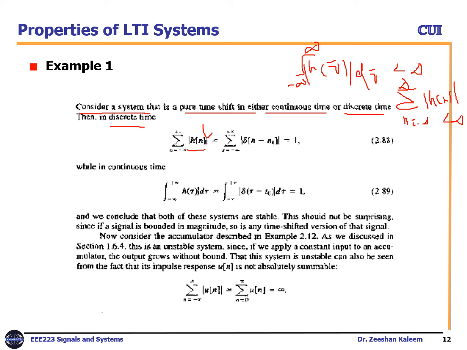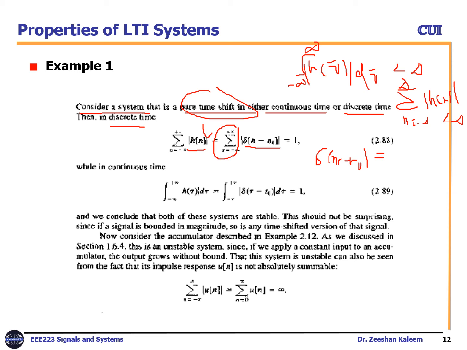as we are considering the pure time shifter, right? It means that our impulse response is a pure time shift. Pure time shift means that your signal is delta of n minus n naught. So by doing these shifts, if you then take the summation, you know that delta will be only 1 at n minus n naught.